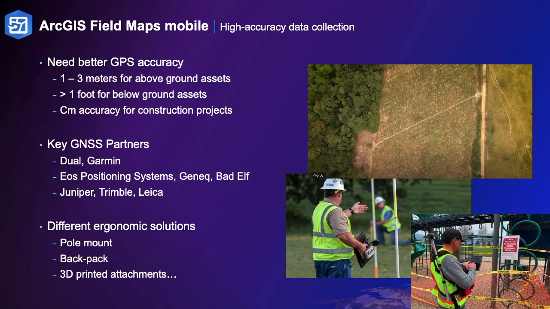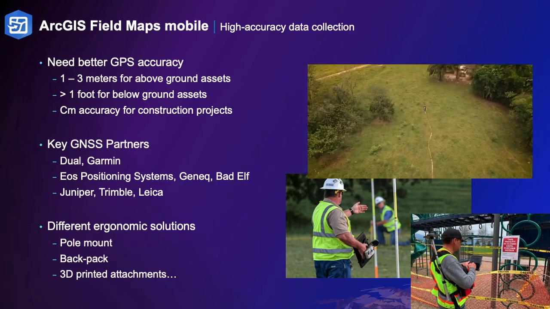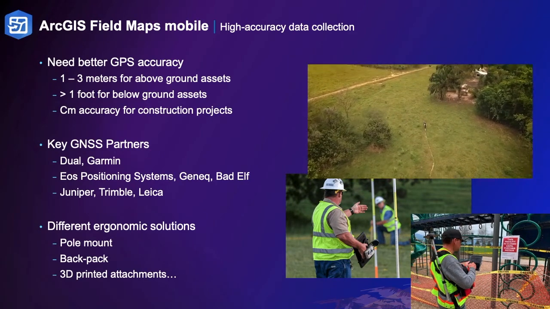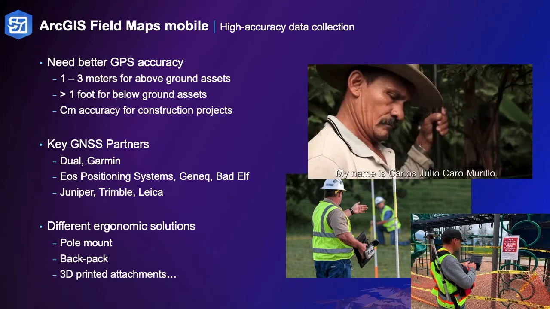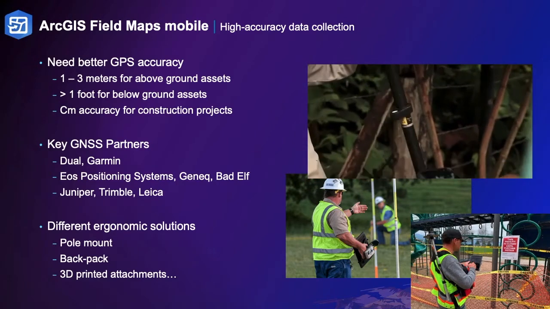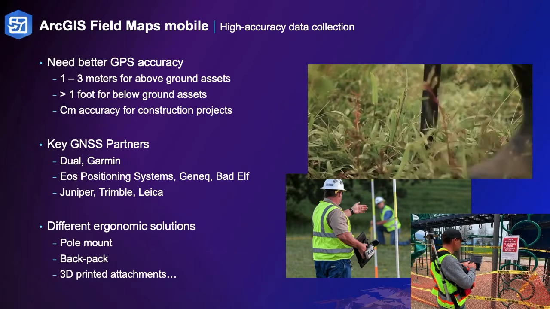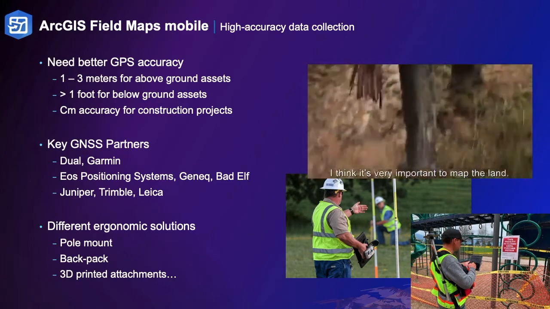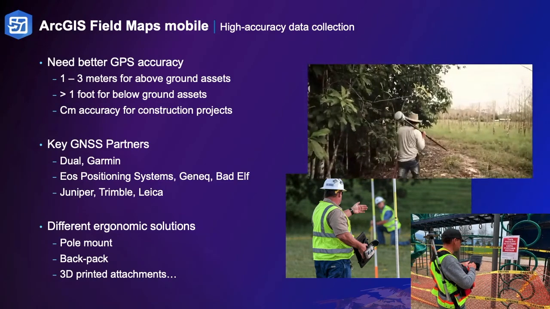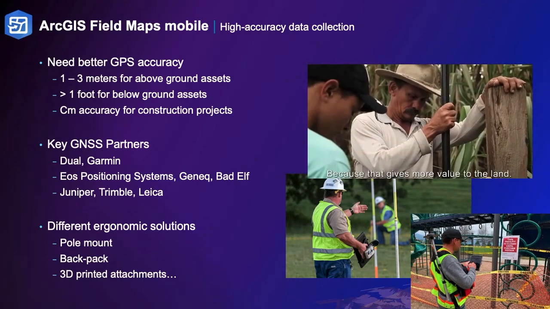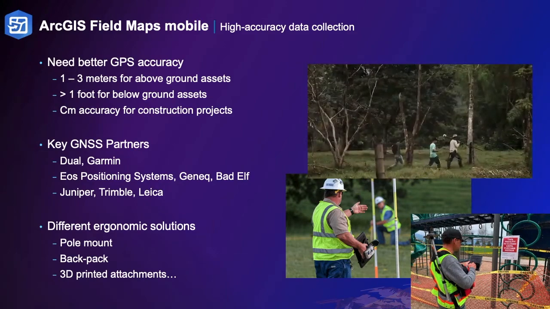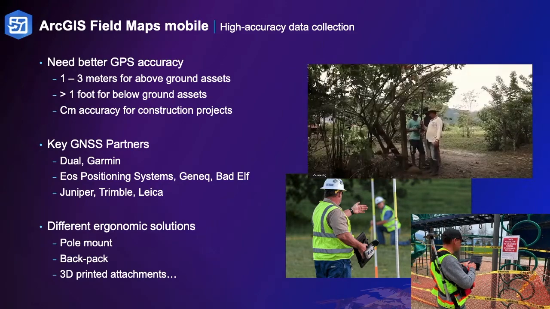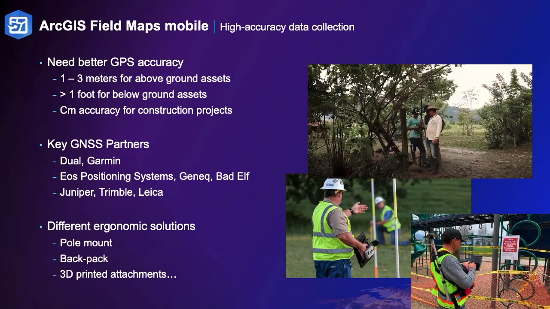Now, for many people that work regularly on site, high accuracy data set collection is absolutely crucial. Sometimes the accuracy you get with native devices is just not good enough. Sometimes you need 1 to 3 meters above ground, maybe even sub-foot accuracy for below ground assets. In Field Maps, we integrate with a number of different GNSS partners. We've partnered with these folks to support their devices so it pairs well with an app like Field Maps. So you could use whichever device you're most comfortable with, pair that with the application, and start getting high accuracy GPS right away.